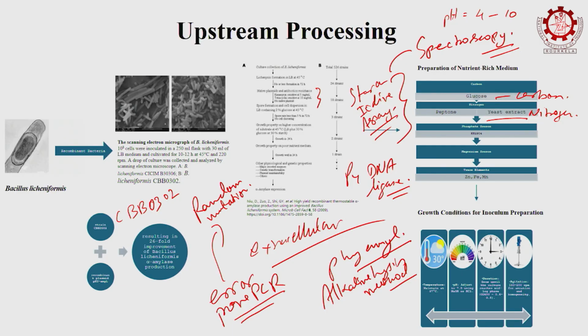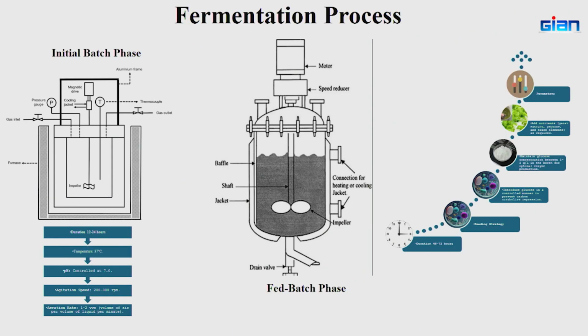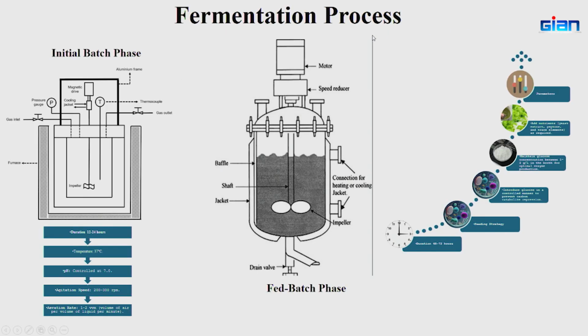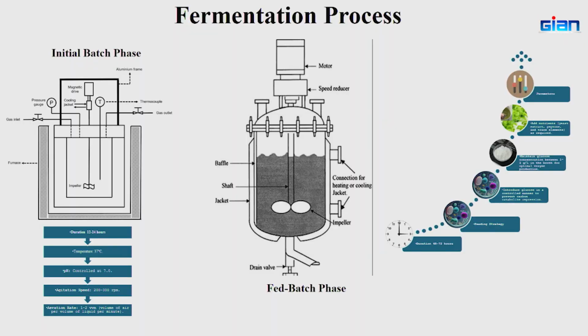Coming back to the fermentation process, we first used an initial batch and then a fed batch. This is a continuous stirred tank reactor, followed by Nikhil. The fermentation process we used was fed-batch fermentation in a stirred tank fermenter operated in fed-batch mode. The initial batch phase was about 12 to 24 hours, operated at pH 7 and 37 degrees Celsius. The next was the fed-batch phase, operated for 24 to 72 hours.